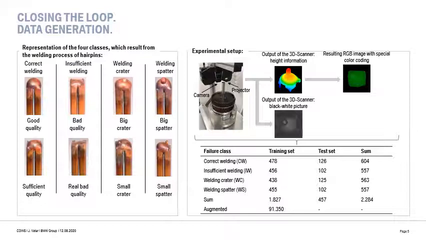As a result of this data generation procedure, it was possible to produce around 550 to 600 labeled glass, black and white images, and 3D scans of hairpin welds for each class with different severities. This data was divided into training data and validation data with a ratio of 80% to 20%. To further increase the number of samples in the training set, we used data augmentation.